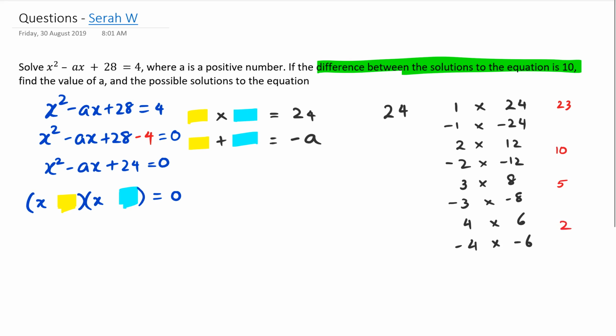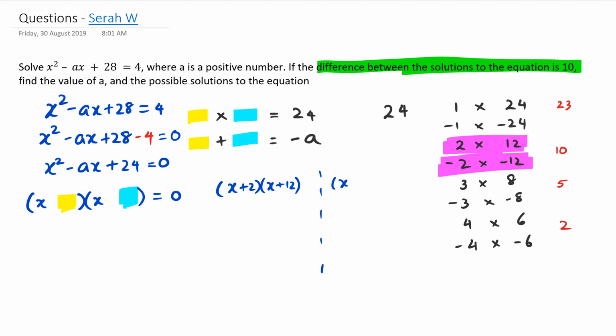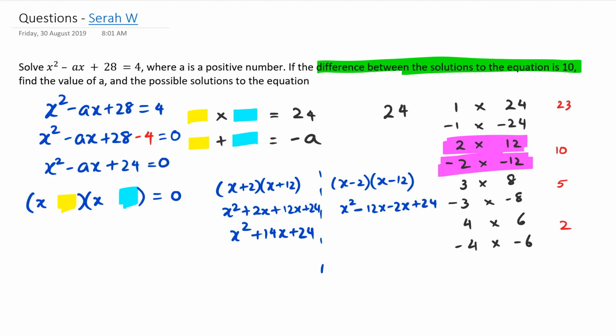So that means our two numbers are either going to be 2 and 12 or negative 2 and negative 12. So we can look at it both ways. If I take x plus 2 times x plus 12 as one of the answers, and then the other one is x minus 2 times x minus 12, when I expand the brackets, in this case I get x squared plus 2x plus 12x plus 24, so x squared plus 14x plus 24. While in this case, I've got x times x is x squared, minus 12x minus 2x plus 24, so x squared minus 14x plus 24.